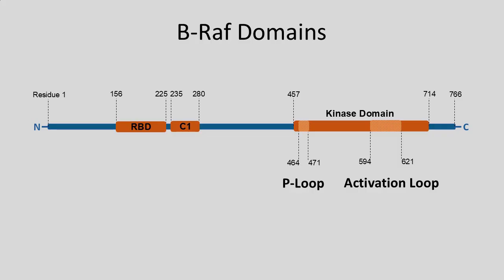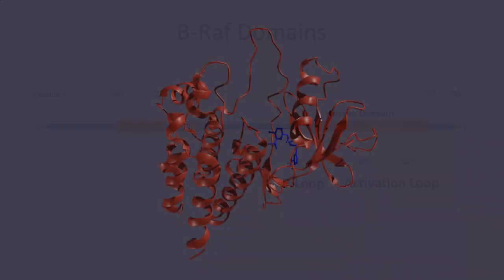Let's introduce two structural elements that are found in the kinase domain, the P loop and the activation loop. These are conserved elements of the kinase domain, so they are found in all protein kinases. The interaction of the P loop and the activation loop is what controls whether the kinase domain is in its active or inactive conformation. Let's take a careful look at the kinase domain and identify these elements.